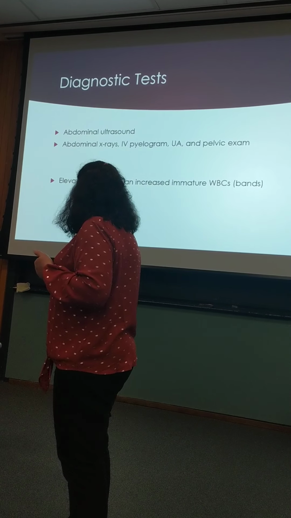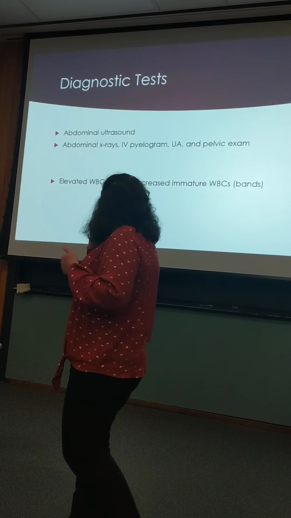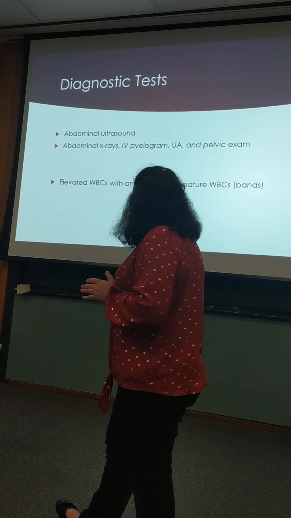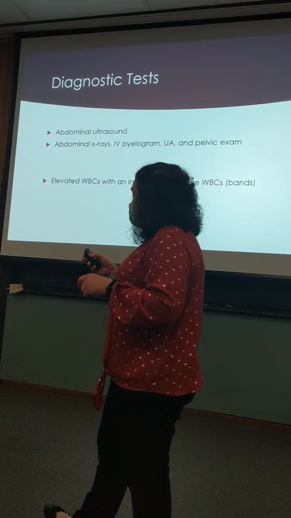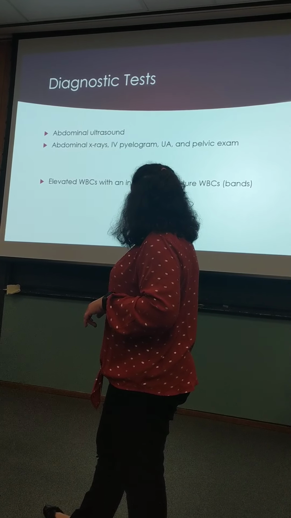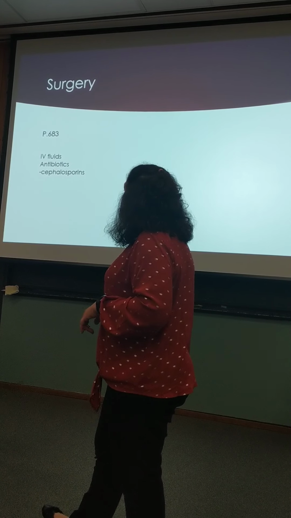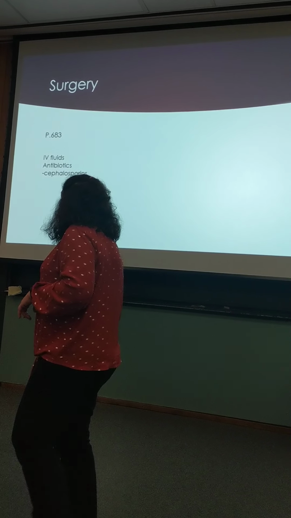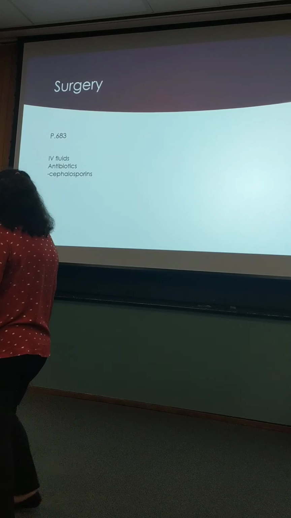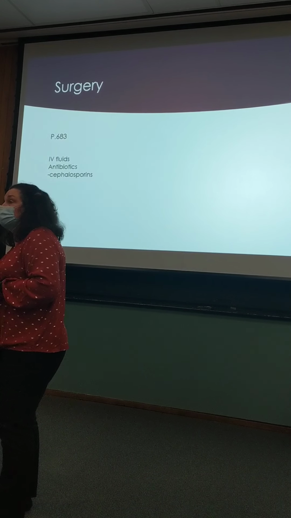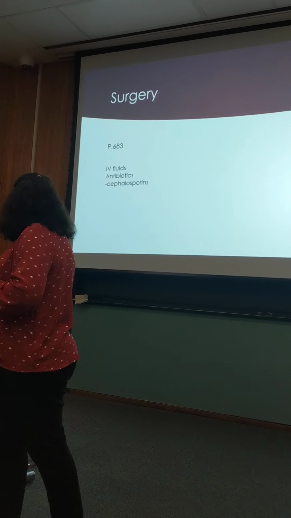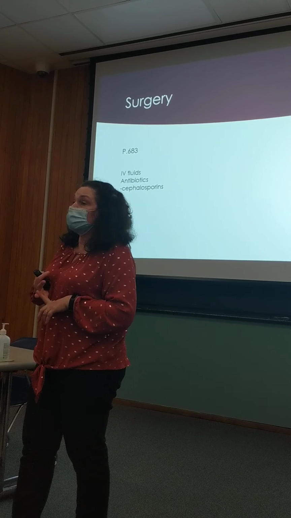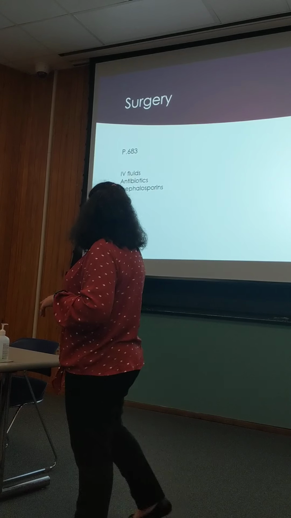Diagnostic tests, we talked about the ultrasounds. There are some other tests they can do. Elevated white blood cells with increased immature white blood cells is another indication of it. Surgery. Things for surgery you need to know: you're going to do some IV fluids and some antibiotics. They're going to do third-generation antibiotics, cephalosporins first. They're broad spectrum and they're good at fighting this type of infection.